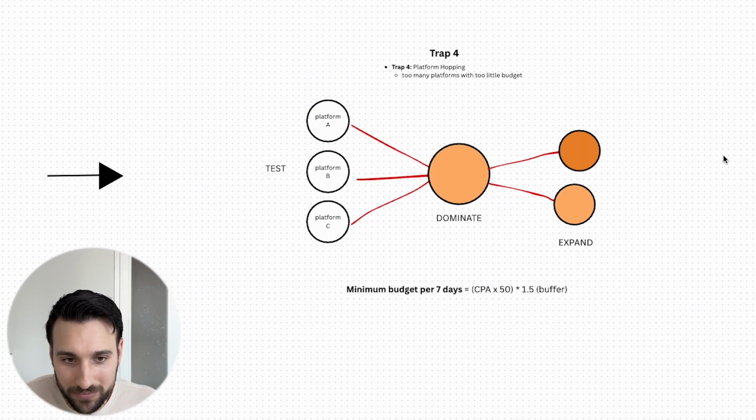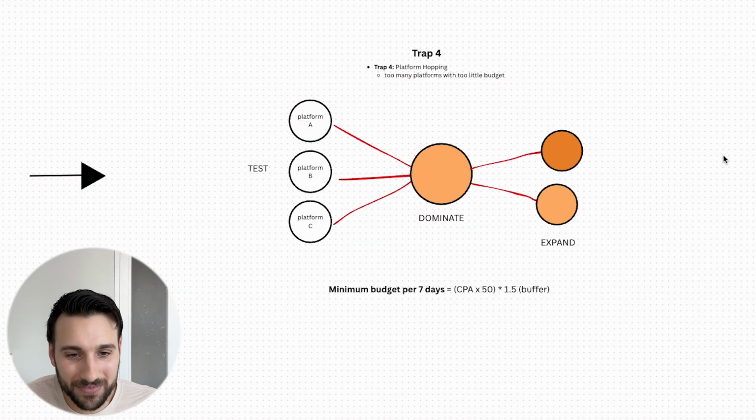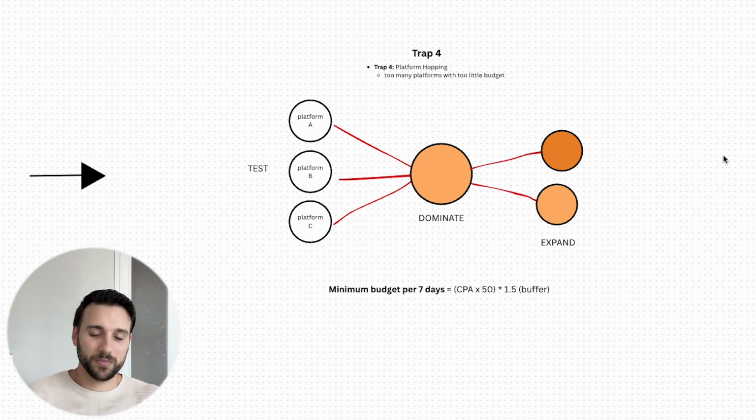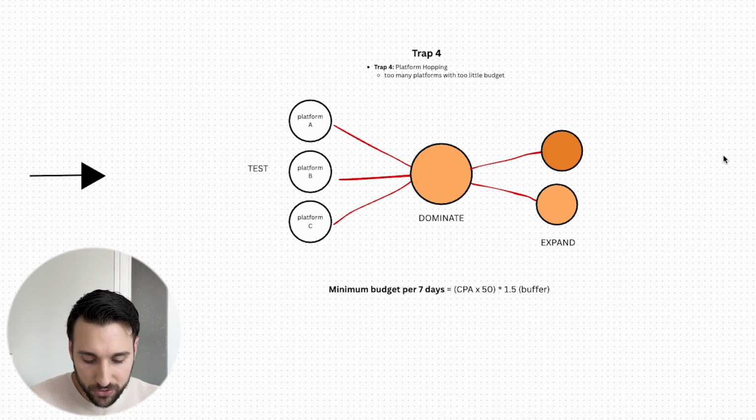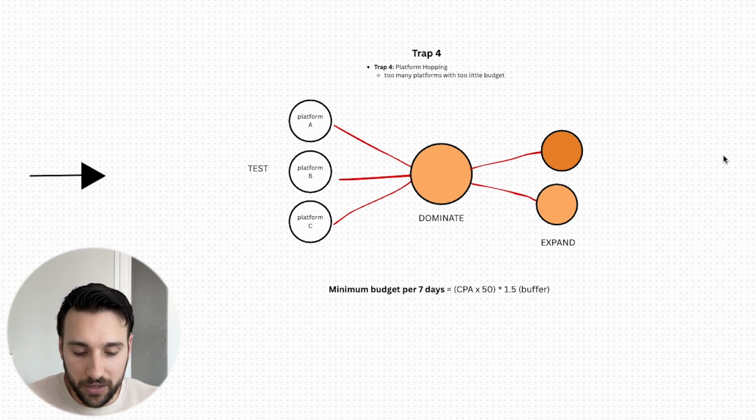Trap number 4, platform hopping. Doing too much with too little. So too many small brands think that they need to be everywhere. And while I'm a big fan of building out a holistic marketing plan, you have to understand that you need to dominate one platform and become really good at it to really see the conversions if you're doing full funnel, if you're targeting every objective.